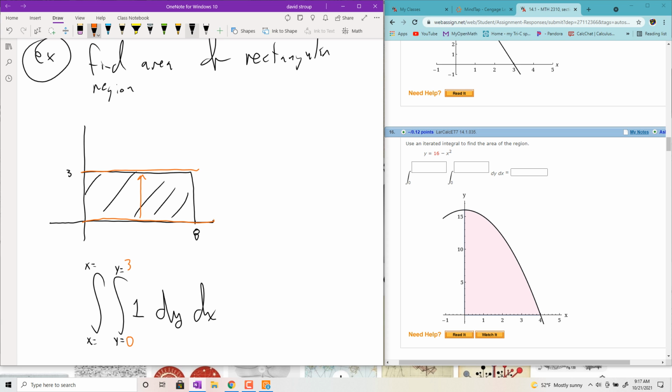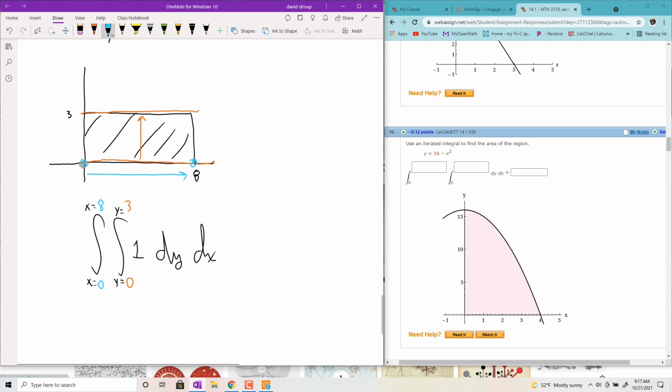And then x, you're thinking point to point. So you're going from x equals 0 to x equals 8. You're going from here to here and integrating in that direction. And that should give us our answer. Okay, so let's see if it works.